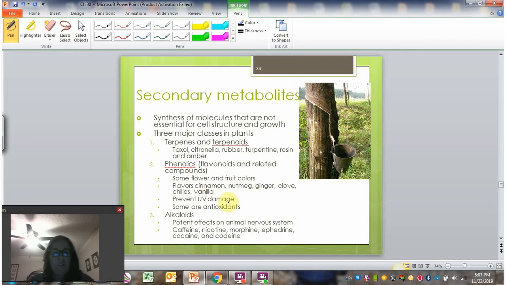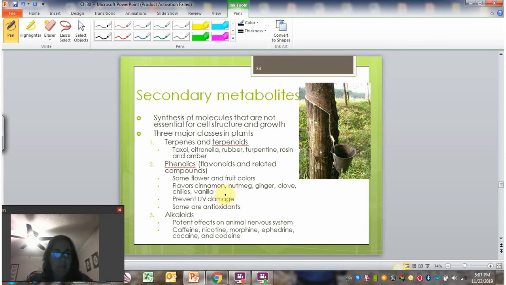So the functions of these are diverse. Some of them actually have roles as antioxidants, because of their chemical structure, so they help protect the plant from UV damage. So plants want light, but UV damage comes along with light, hence the damage it does to our skin. And so they also need compounds that help protect them from it.